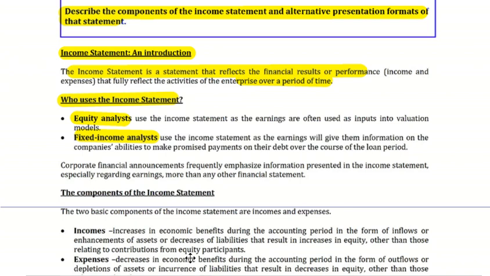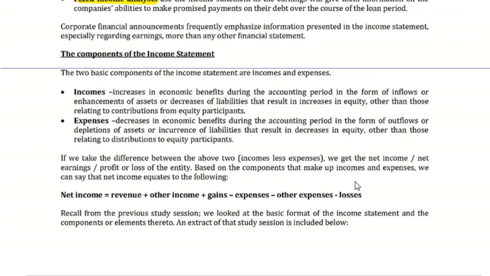The composition, then the components of the income statement, and obviously the key components are all the incomes that came in for the particular period, as well as the expenses that were incurred over that particular period. Net income is equal to revenue plus other income plus any other gains that might have been made, less expenses, any other type of expenses, and any losses. Obviously those words are specific to each and every circumstance.